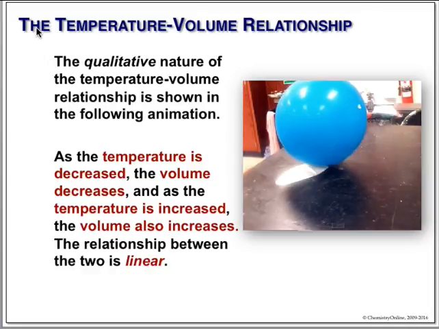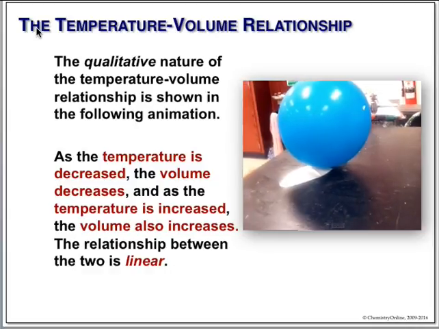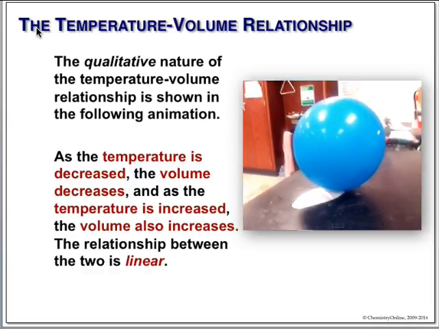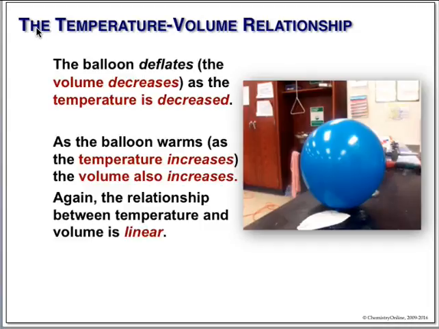Yeah, I know, right? So what we have just seen here, this is a direct linear relationship. Temperature is increased, the volume increases. Temperature decreases, the volume decreases. This is what's known as Charles's Law. It's a linear relationship between temperature and pressure.